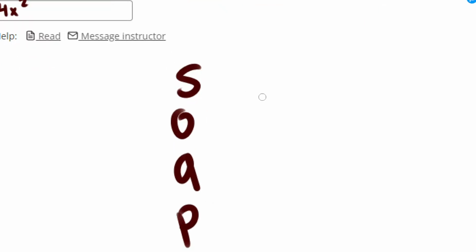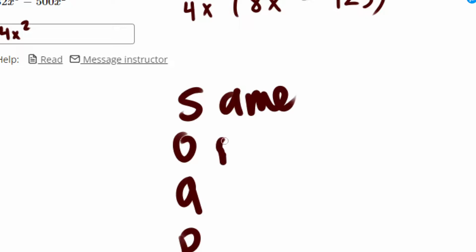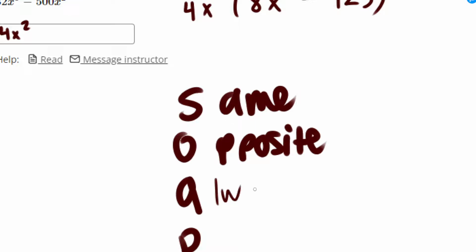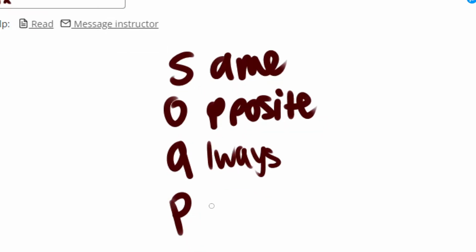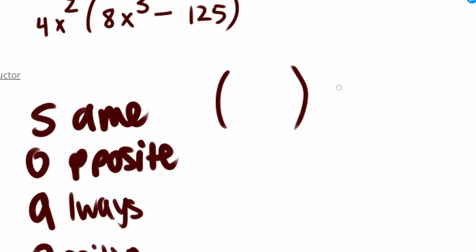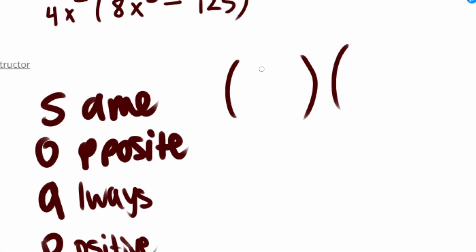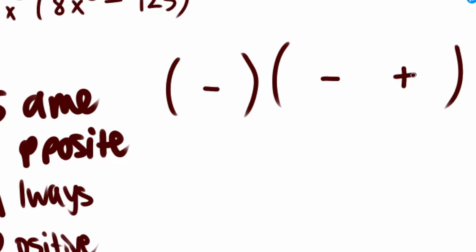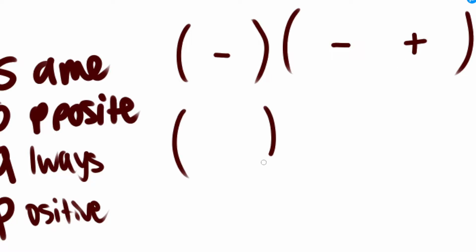And it stands for same, opposite, always positive, which basically means, so we have 2 parentheses. One is going to be a little smaller than the other. So the same, if it's a negative, then the first sign will be negative, and the last is always positive. And then if it's a positive, then the first one is positive, and the last is always positive regardless.